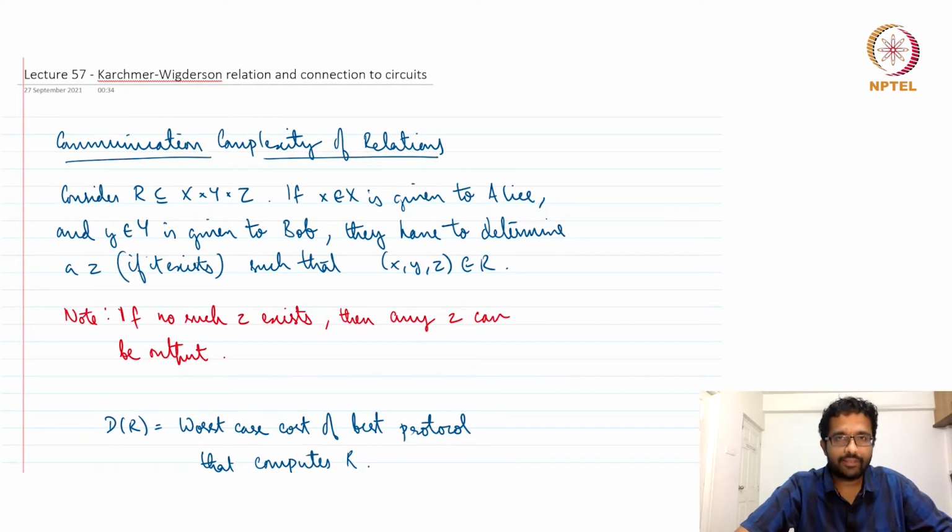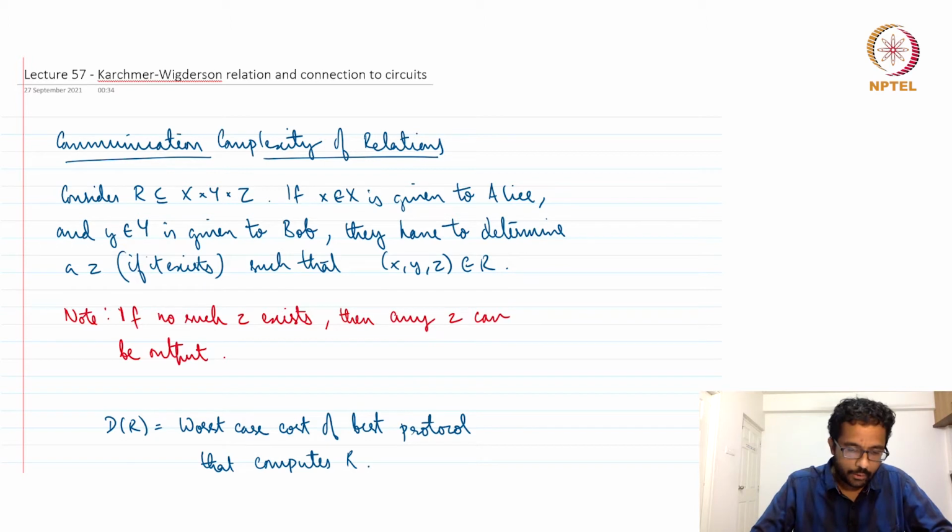Hello and welcome to lecture 57 of the course Computational Complexity. In the past couple of lectures, we saw the topic of communication complexity. In this lecture and the next, we'll see an application of communication complexity to circuit complexity. So we'll see how communication complexity in a certain setting will imply lower bounds for circuit complexity.